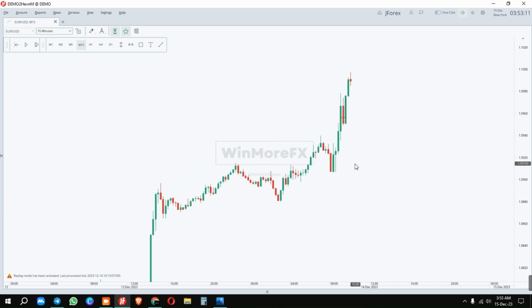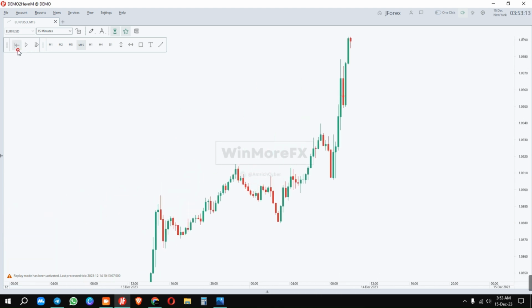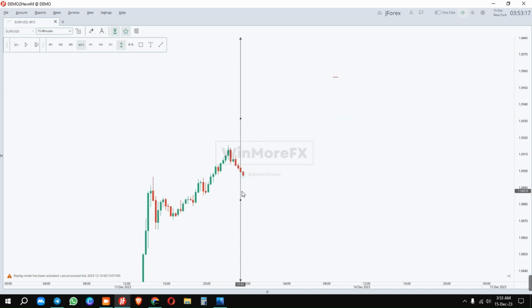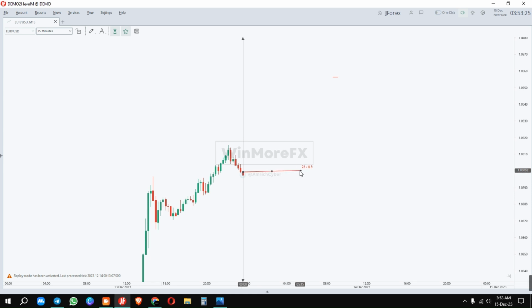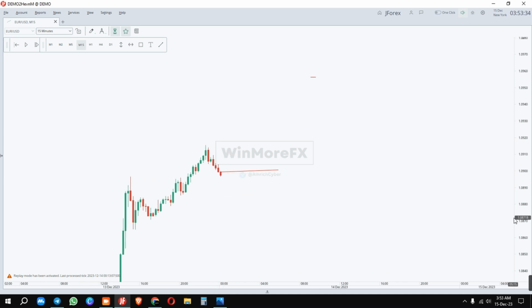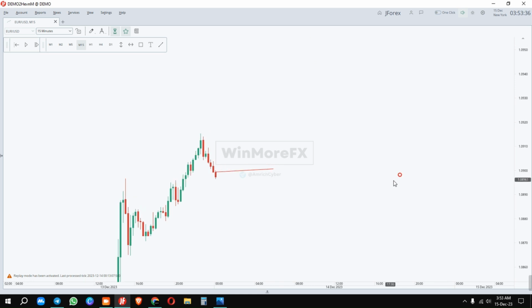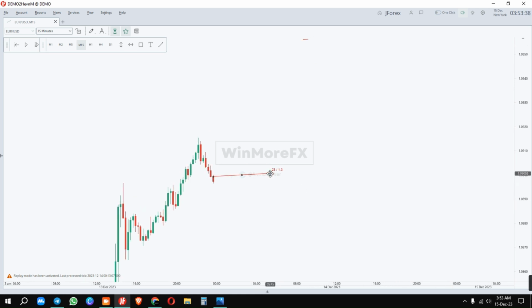So in the London session, mark the open price, which is the 12 a.m. candle. Always mark the open price of the 12 a.m. candle on the 15 minutes. On a buy day, they will go below the 12 a.m. open price. And when they go below, they target a fair value gap or a swing low.